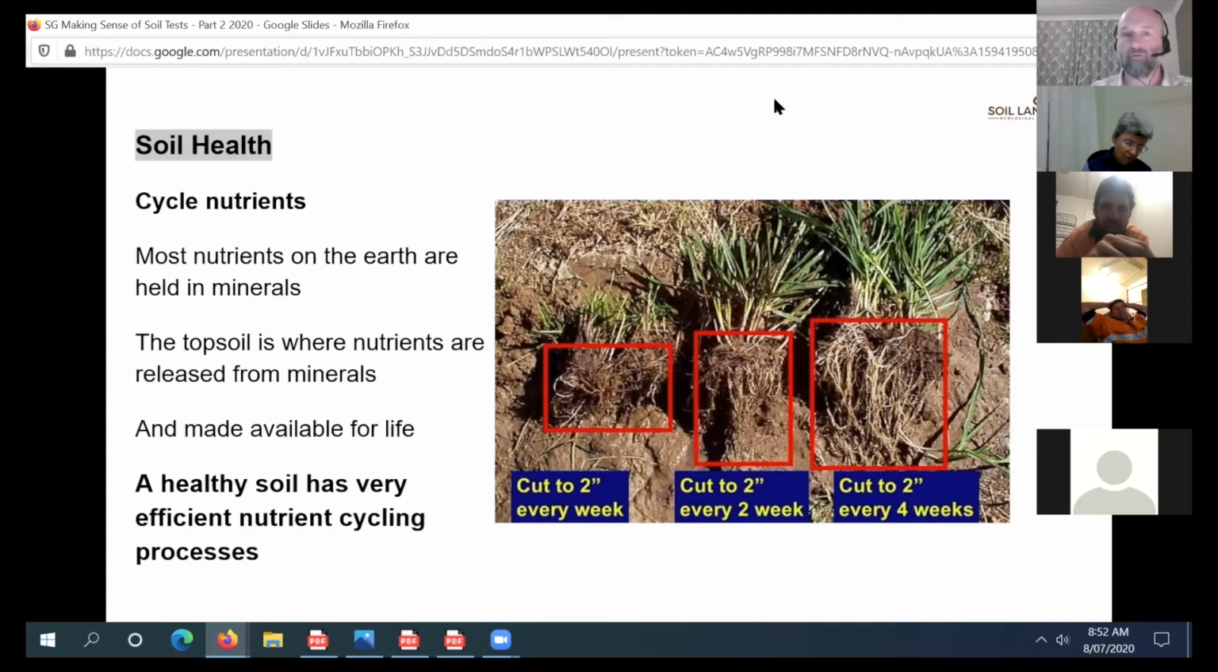And this is a trial out of the US where they cut grass to 2 inches every week on a perennial plant, and then 2 inches every 2 weeks. And with this one, they gave it more rest or recovery time, and they cut it to 2 inches every 4 weeks. You can really clearly see the increase in root volume where they gave it more recovery.